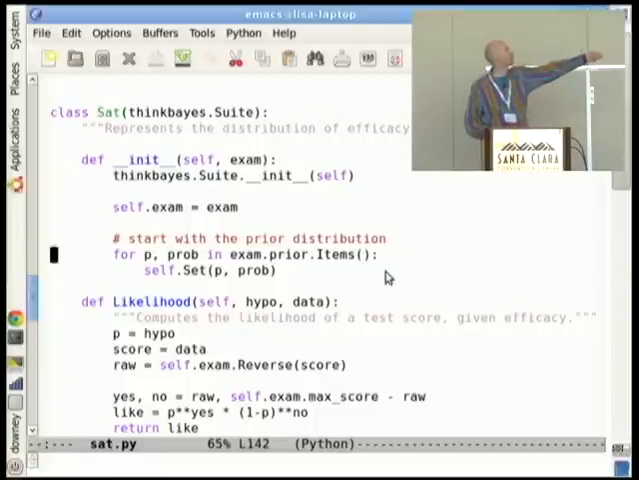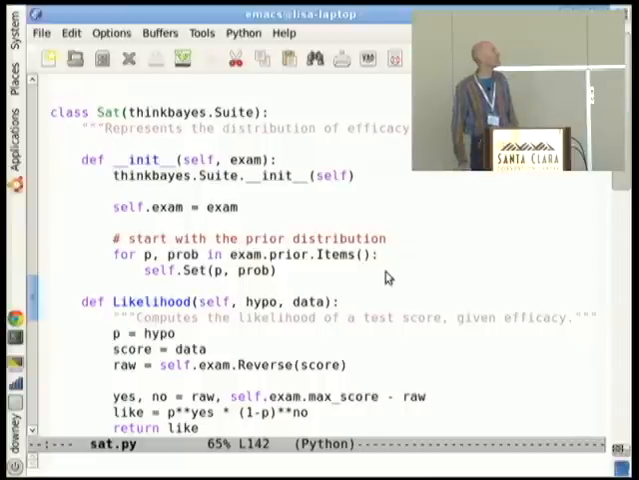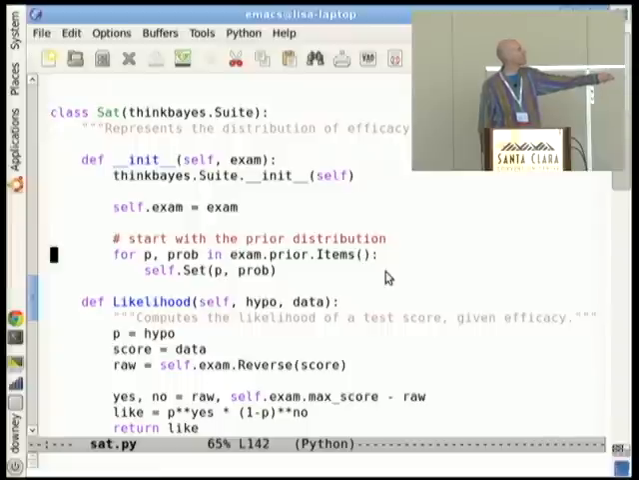Here's the actual suite. So I have a suite that's called SAT that represents my beliefs about your value of p. It contains an exam object, so I know how to do the lookups. This is the likelihood function I showed you a minute ago. It uses that reverse function.